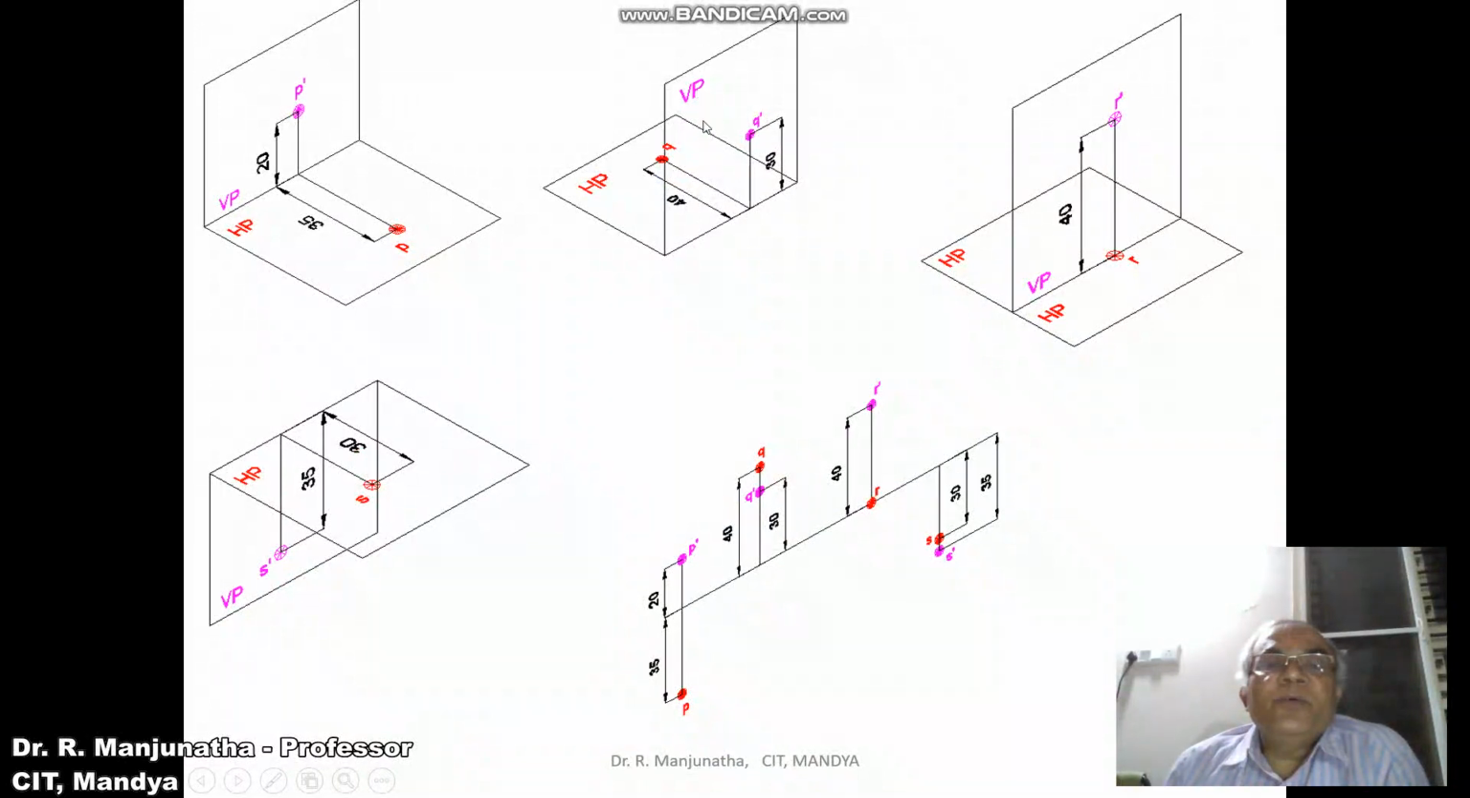And when you look from the top view, we can see the distance 40 mm behind VP. Since you're looking from the top view, the image will fall on the horizontal plane. The image you get is small q, so it will be on HP. So when HP is rotated to the top, what happens? Both VP and HP will be above the XY line. So obviously the front and top views will be above the XY line. You can see here Q dash and Q will be above the XY line.